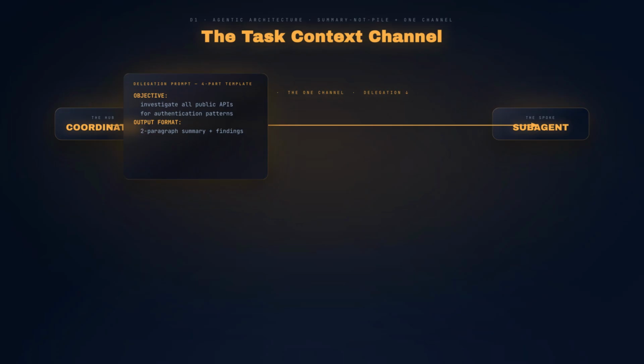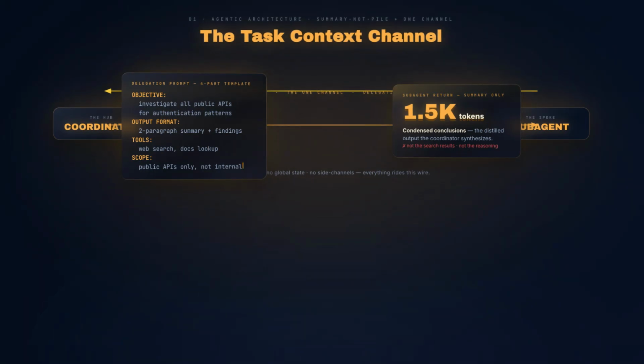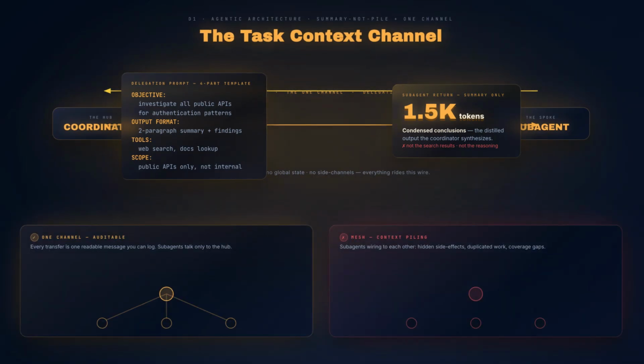The subagent receives a task prompt. It may process 50 pages of documents internally. What it returns: a condensed summary, typically 1 to 2,000 tokens, of its conclusions. Not the search results, not the intermediate reasoning. Just the distilled output the coordinator needs to synthesize. If the subagent returns its full search history, the coordinator's context fills. The coordinator degrades. That's the context piling failure mode, and it's invisible. The coordinator keeps running. It just produces worse output.